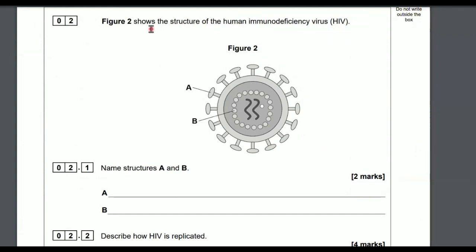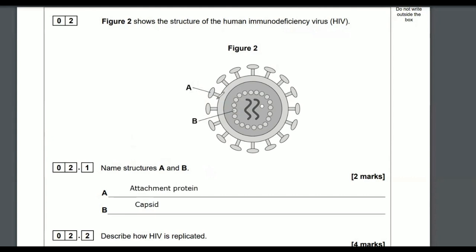Right, let's get on to question 2. Figure 2 shows the structure of a human immunodeficiency virus known as HIV. 2.1, name the structures A and B. So A is where the virus attaches to receptor sites on the cell surface membrane of host cells that it wants to invade, and this is known as an attachment protein. And B is a special container that holds the viral RNA, and it's known as the capsid.